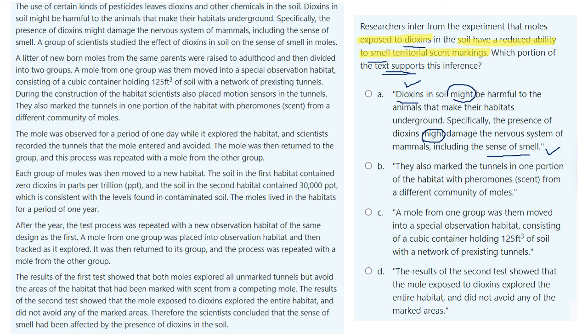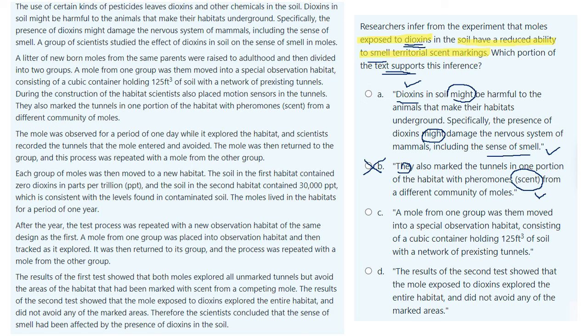B, they also marked, they is the scientists, not the moles. They also marked the tunnels in one portion of the habitat with pheromones, with scent from a different community of moles. Well, we have the scent, but there's nothing about dioxins. So if there's nothing about dioxins, that is not going to support the inference that is made.